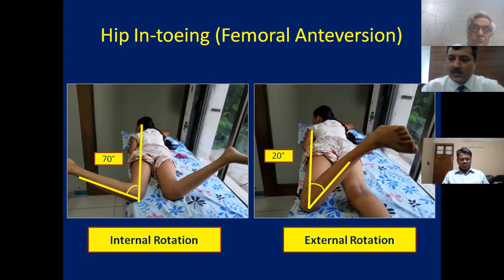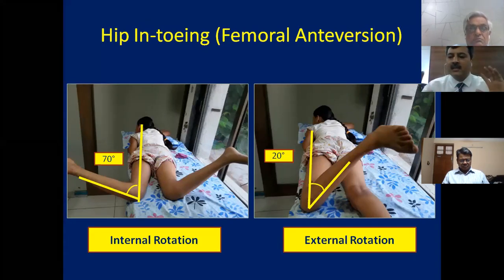Usually by the age of 7 to 8 years, this range should be 45 degrees and 45 degrees. But if a child is having more internal and less external rotation, that means that in-towing is coming from the hip joint. This is known as hip in-towing or femoral anteversion. So it is more internal rotation with the child lying prone compared to outward rotation.